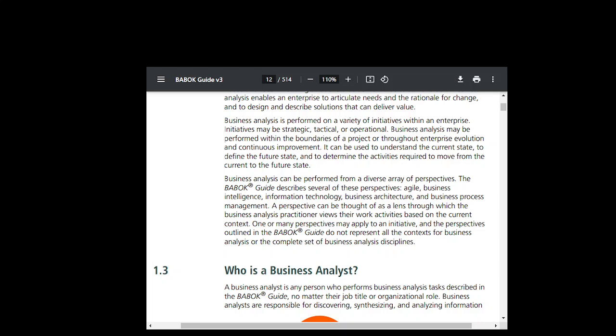So remember, I'm going to go back. So here it tells you that business analysis can be used to understand the current state, the future state, and also how you can move from the current to the future state. Business analysis can be performed from a diverse array of perspectives, different mindsets, different understandings, different notions. The BABOK Guide describes several of these perspectives.